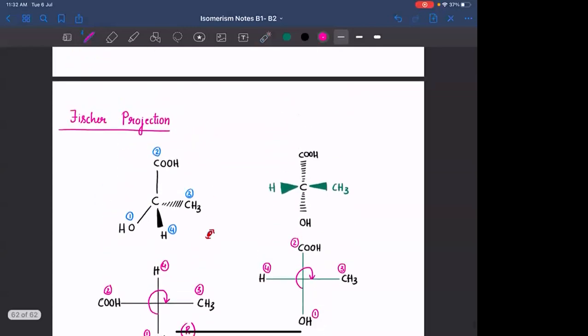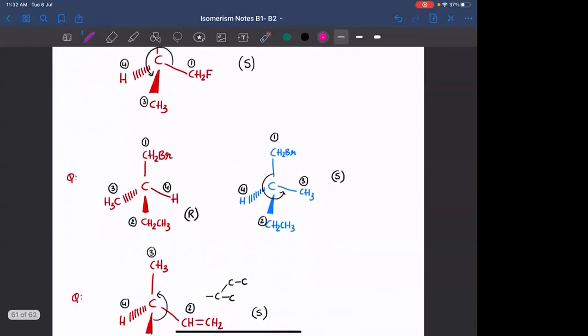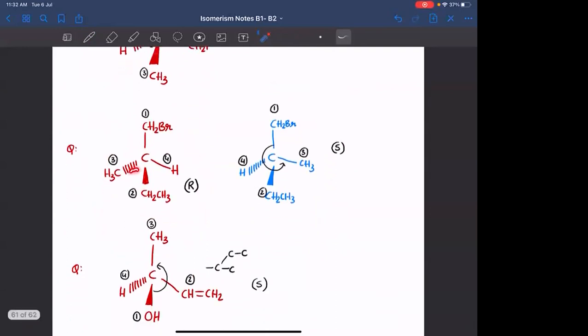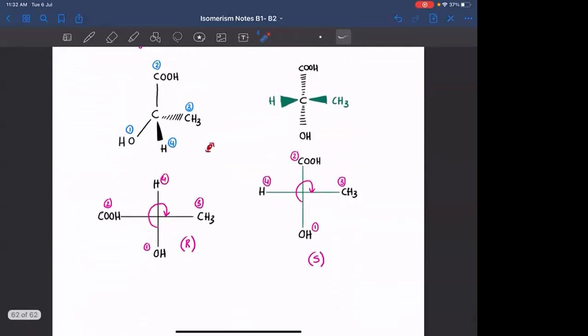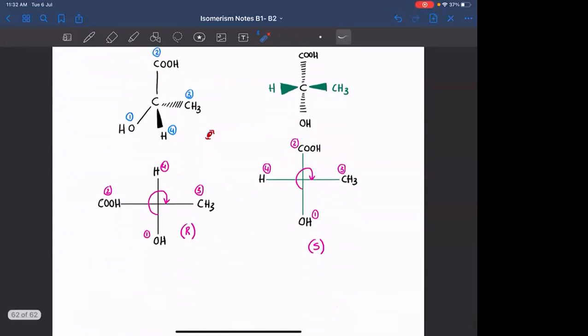I can apply this only for this. You should not do it for this. For assigning configuration there, you need to interchange, then only can you write. Here, without interchanging, you can give the configuration. Whichever answer you are getting, if the lowest priority group is on the horizontal line, if S came, write R, and if R came, write S. If you are confused, do not remember that either. Directly you can interchange, write the answer, and write its opposite. But there is no need to do this much effort.